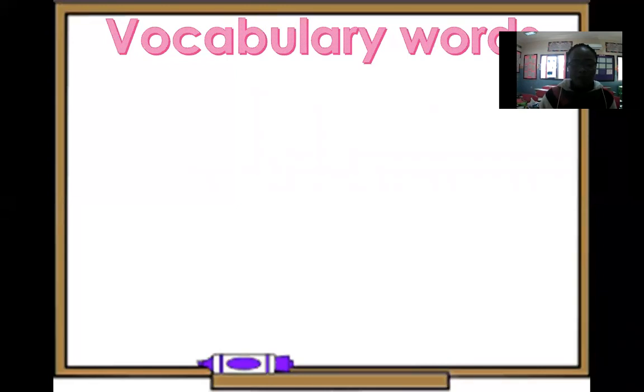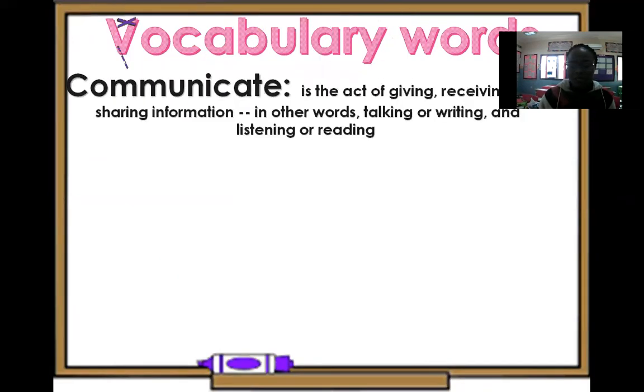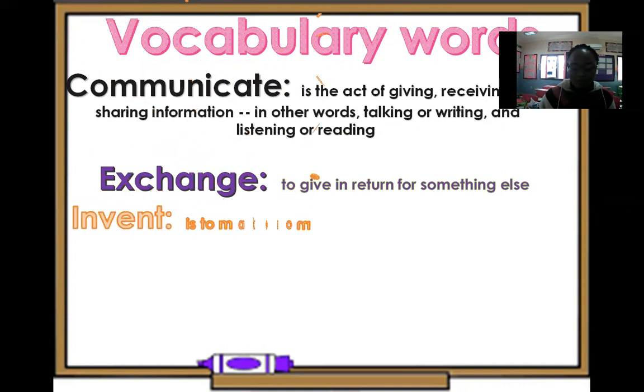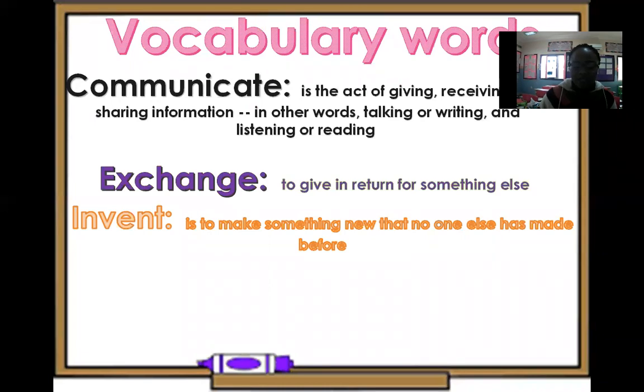Vocabulary words. Our first vocabulary word is communicate. What is communicate? Communicate is the art of giving, receiving, and sharing information. In other words, talking or writing and listening or reading. Exchange, to give in return for something else. Invent means to make something new that no one else has made before.